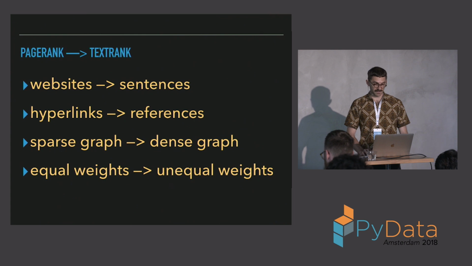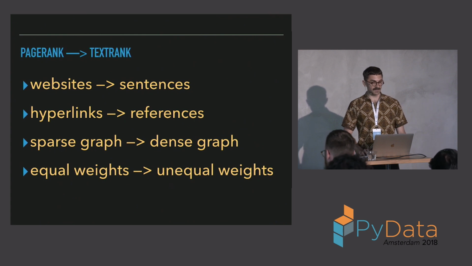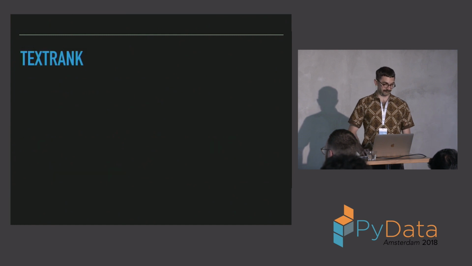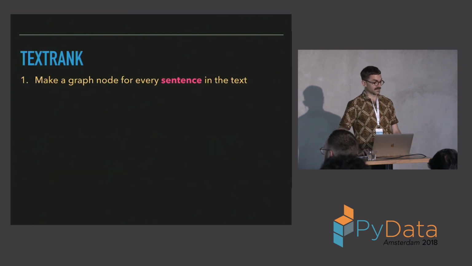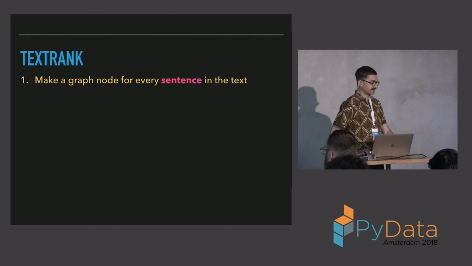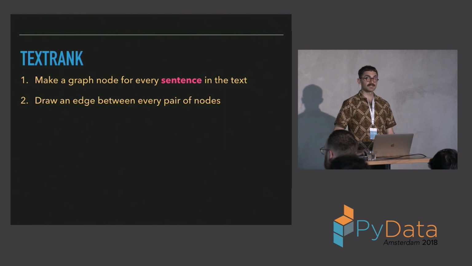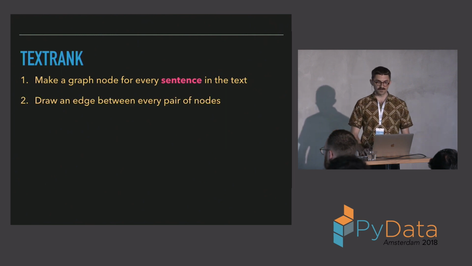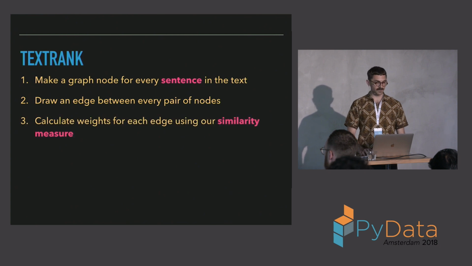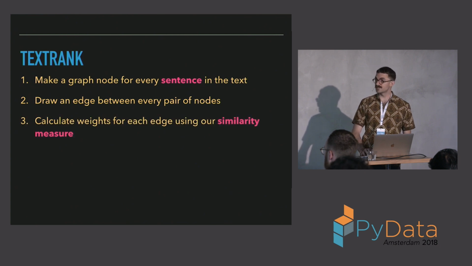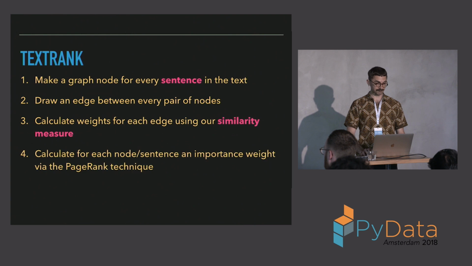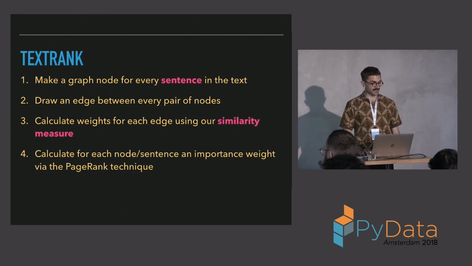The approach taken by TextRank is to first apply some measure of similarity between the sentences and then to use that as the edge weight. Thus, the TextRank algorithm consists of: 1. Make a graph node for every sentence in the text. 2. Draw an edge between every pair of nodes. 3. Calculate weights for each edge using our similarity measure. 4. Calculate for each node sentence an importance weight via the PageRank technique.